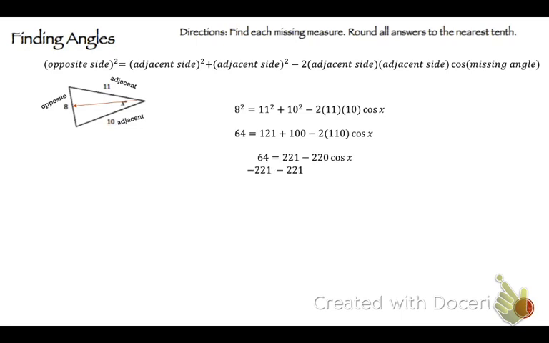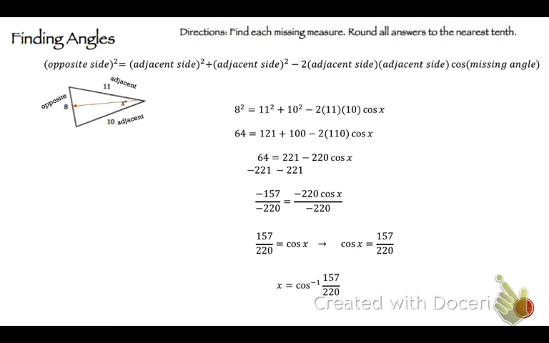So I'm going to subtract the 221 over, and I get negative 157 equals negative 220 cosine of x. Then I have to get the cosine of x by itself, so divide by negative 220, and you get cosine of x equals 157 divided by 220. And remember, to get an angle, you always do the inverse. So this is going to be cosine inverse of 157 over 220 equals x. Put that in your calculator, and you get 44.5 degrees.